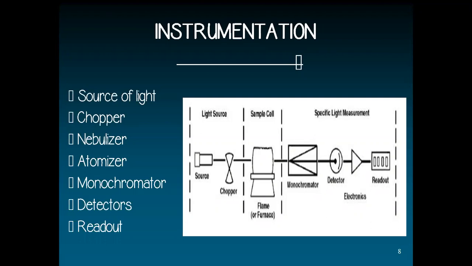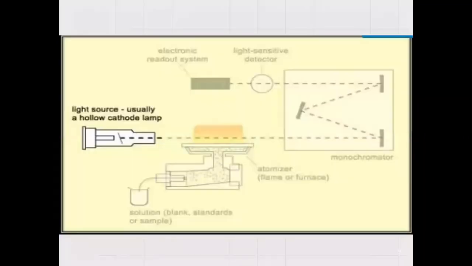Then it will contain a monochromator which helps us to pick the correct wavelength, and then we require detectors which detect how much or what frequencies have been absorbed, and then suitable readout devices connected to the detectors, which give us the output in the form of a graph, a chart, or a reading.